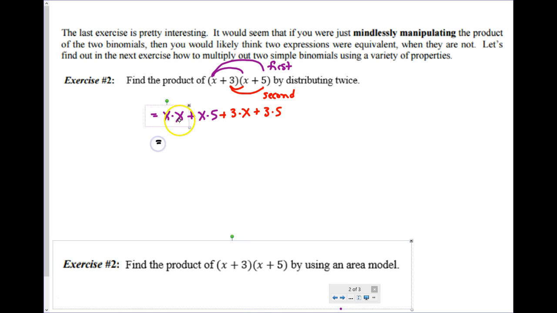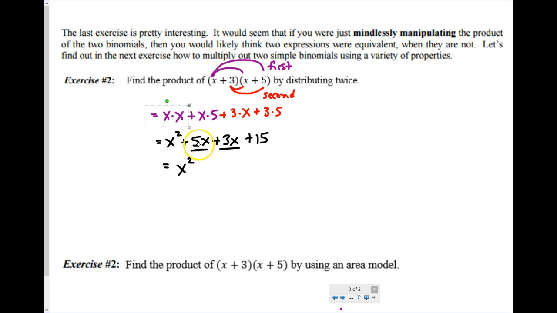Now we go through this problem and we simplify. So I'm going to say x times x is x squared, plus x times 5 is 5x, you always put the number in front, plus 3 times x is 3x, plus 3 times 5 is 15. Finally, I have to look for my like terms. I see that 5x and 3x can be combined, and when I combine like terms, I add their coefficients. So I'm going to do 5 plus 3 and get 8x, and then carry the 15. And I have successfully turned my multiplying binomials into a trinomial.